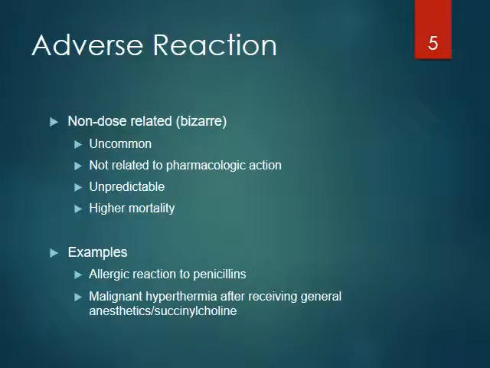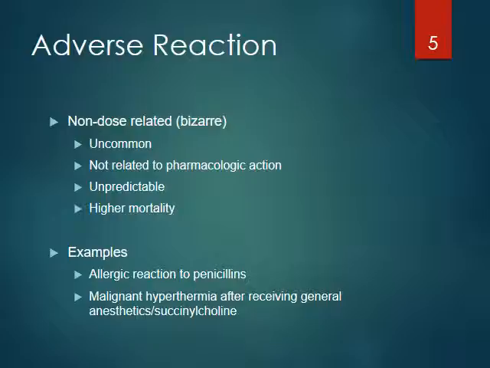You can have non-dose related adverse reactions as well. We'll call these the bizarre reactions. These are typically going to be uncommon things that are occurring. It's not going to be very predictable for the most part, and a lot of times you won't see it necessarily being related to the pharmacologic action of the medication. Typically, because these can't be predicted, a lot of times you can't screen patients for this. You may see higher mortality just because the reactions may be pretty severe, and you may not be able to catch it early enough in order to prevent really significant morbidity and mortality.